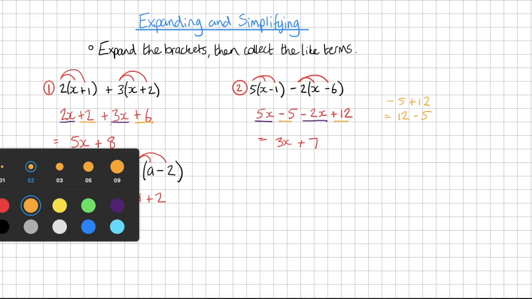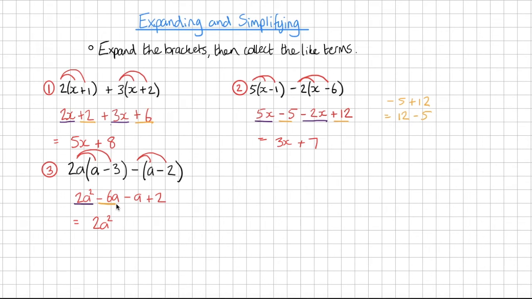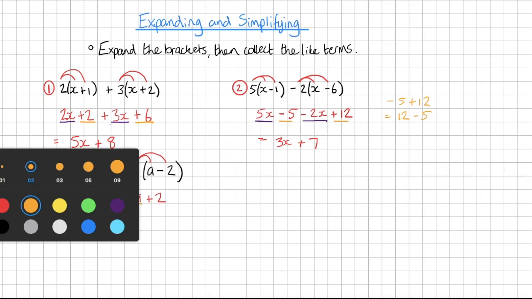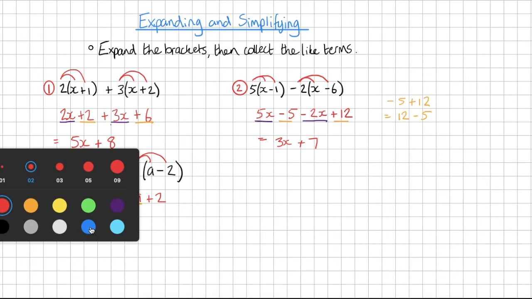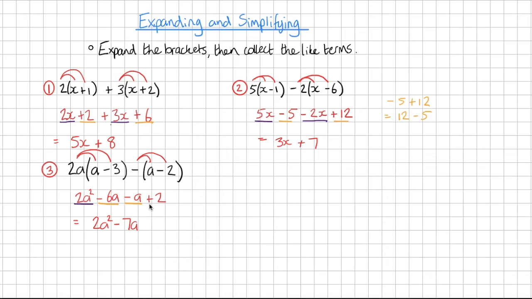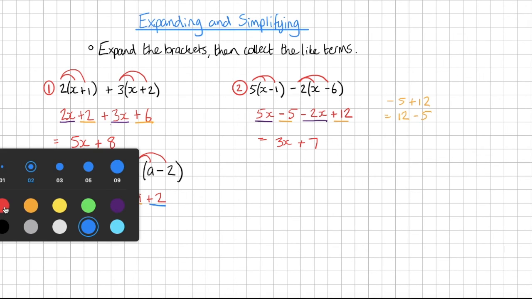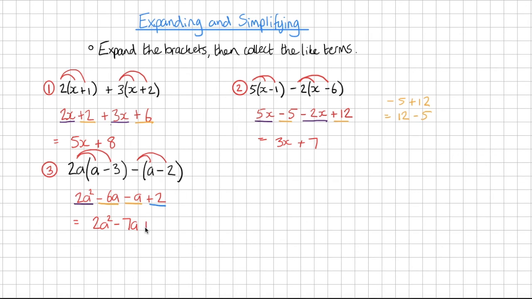The next 2 terms we can collect together. Negative 6a and negative a will give us negative 7a. Okay, it's like negative 6, take away another 1. And then we've got a constant on the end here, plus 2. There's nothing else to add it with, there are no other constants, so we just write plus 2. So final answer here is 2a squared minus 7a plus 2.